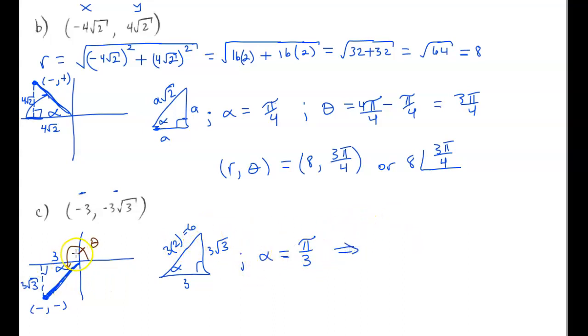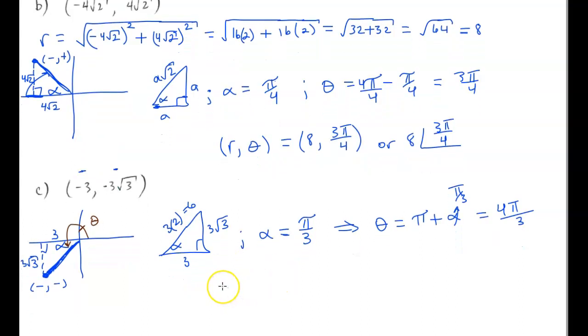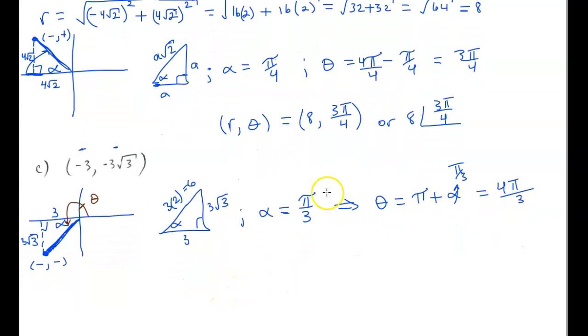And thus, to figure out what theta is, we're going to have pi plus alpha in this case, because to get to theta, I have to rotate pi radians and then add another alpha radians to that. So this will be pi plus pi over 3, which is essentially 4 pi over 3. So I started off this time with the actual angle. Now that we know what our angle is, we can figure out what r is.